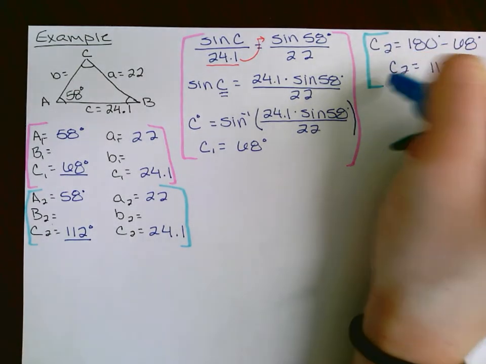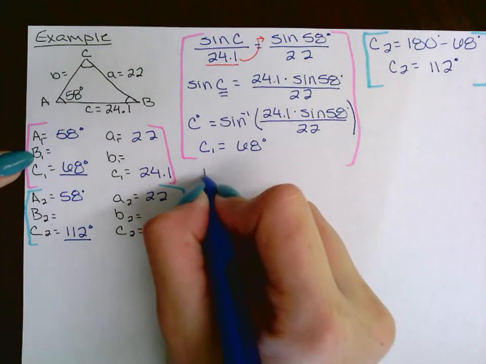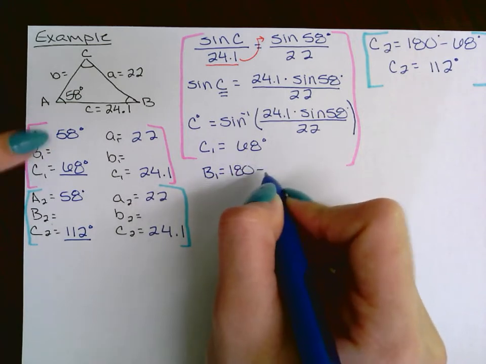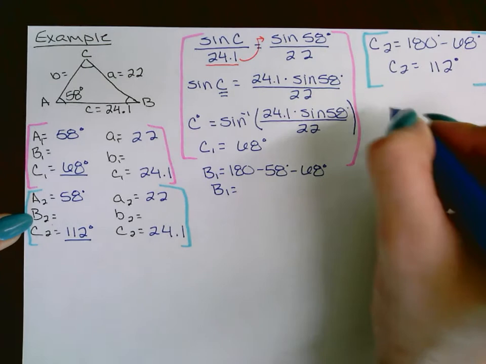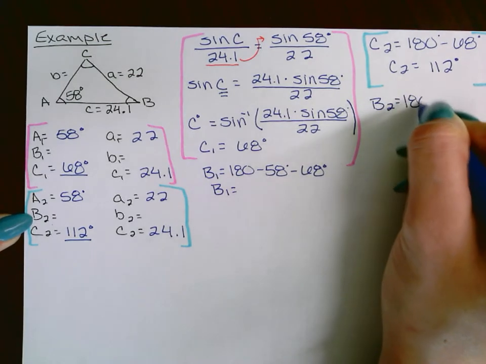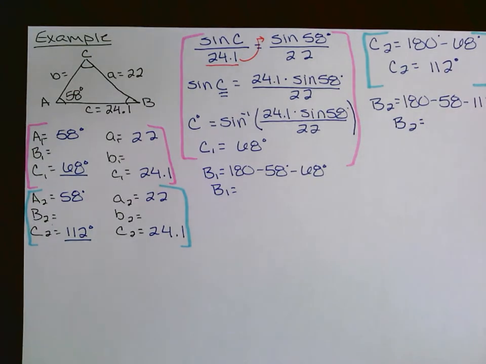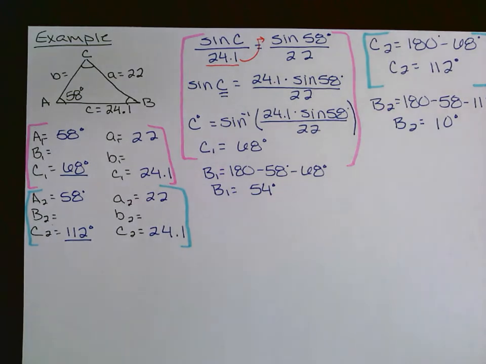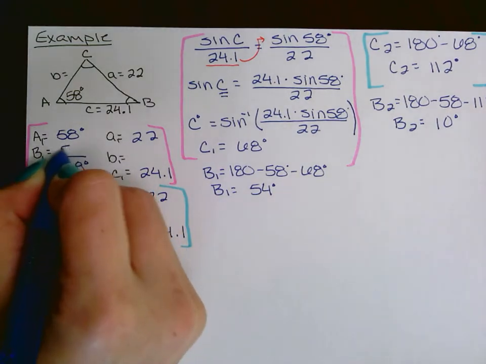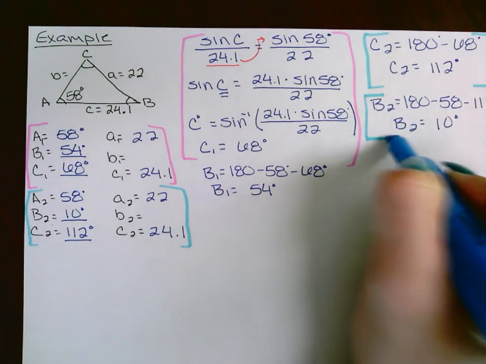Next, I'm going to use the 180 rule to find the third and last angle for both triangles. So for triangle 1, I'm going to solve for B1 by saying 180 minus the other two. And then for B in triangle 2, I'm going to do the same exact thing: 180 minus 58 minus 112. As long as I get a positive angle between 0 and 180, I'm good. All right, when you plug these in your calculator, you should get 54 degrees, and you should be getting 10 degrees, okay? Both are positive values between 0 and 180. So I found B1, and I found B2. All right, this means that both triangle 1 and triangle 2 are going to work.